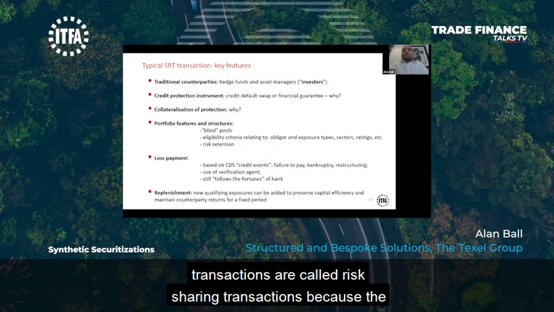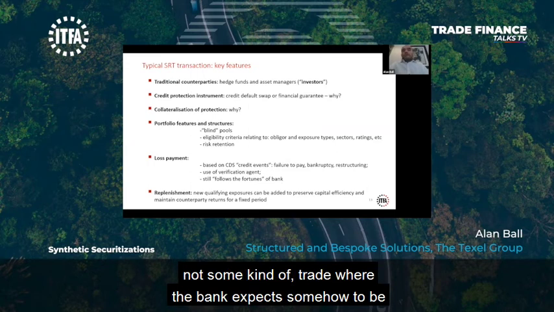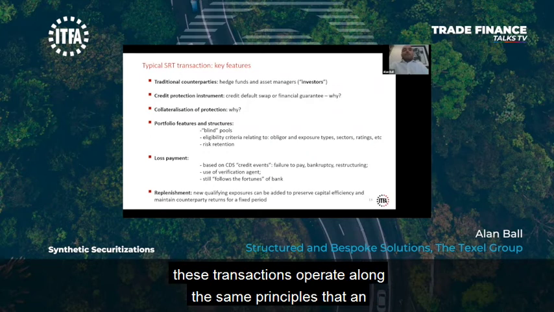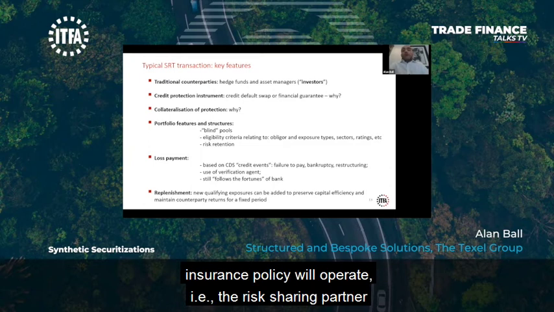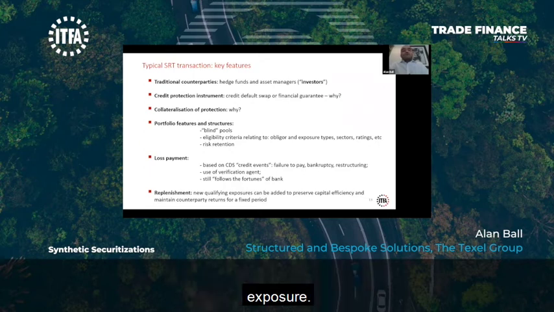These transactions are called risk-sharing transactions because the idea is that the losses are shared between the parties, and it's not some kind of trade where the bank expects somehow to be able to make a gain. Operationally and practically, these transactions operate along the same principles that an insurance policy will operate, i.e., the risk-sharing partner follows the fortunes of the bank in respect of the underlying exposure.